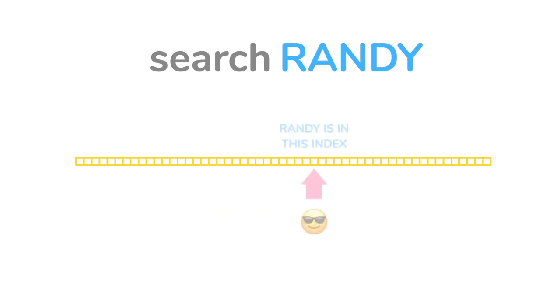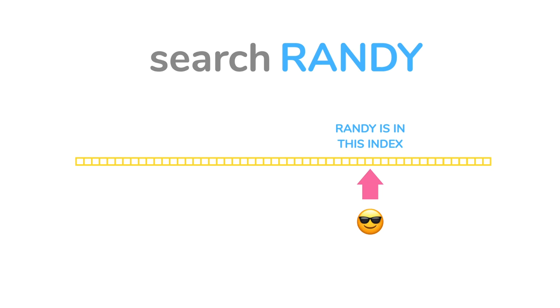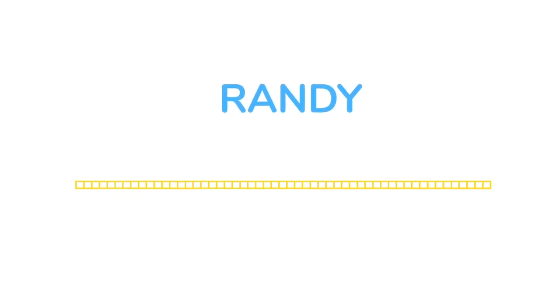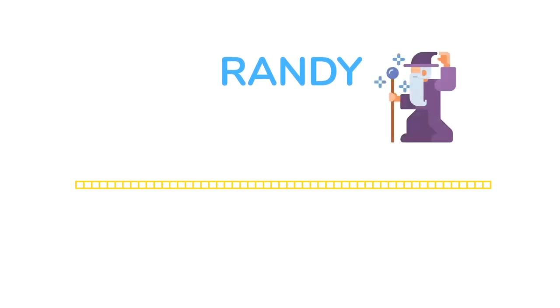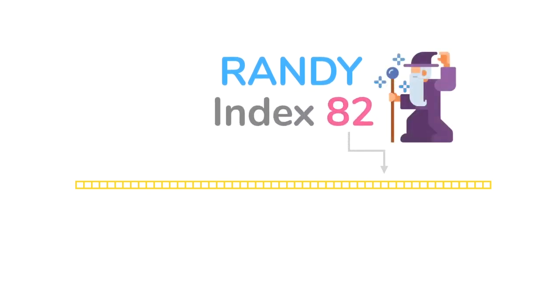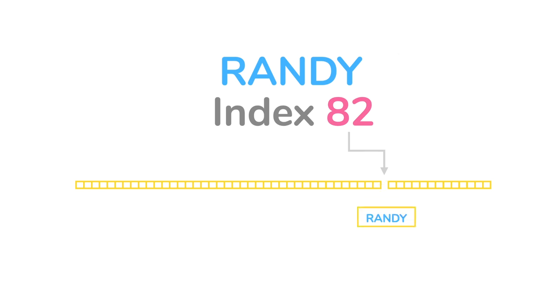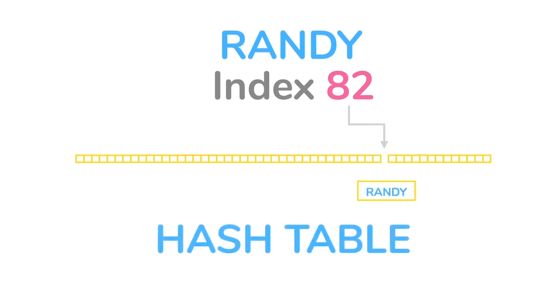But let's say there's a way to find out which index Randy is in. And surprisingly, we can find that out just with the name Randy itself. We'll be able to find where Randy is right away because we know that it's stored in index 82. This is the main idea of a hash table.